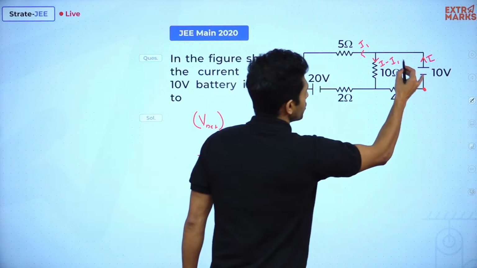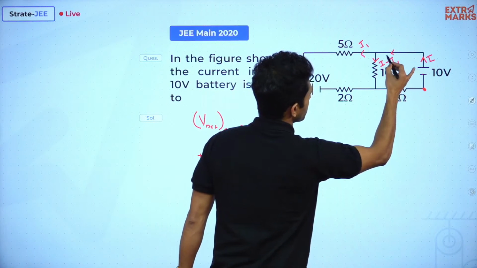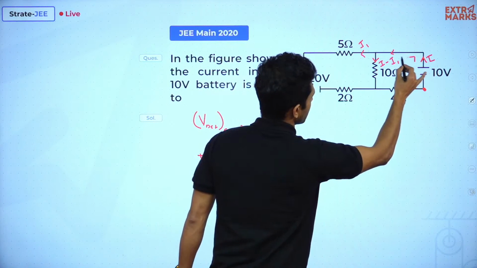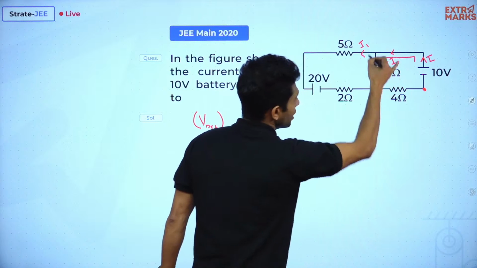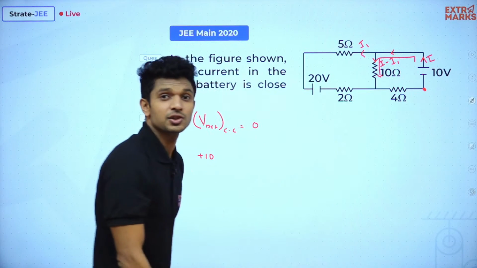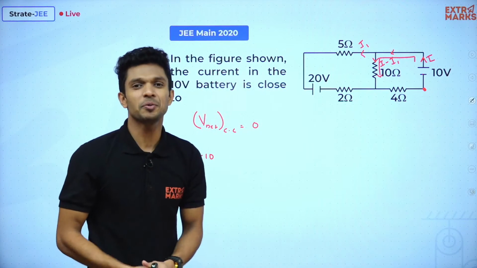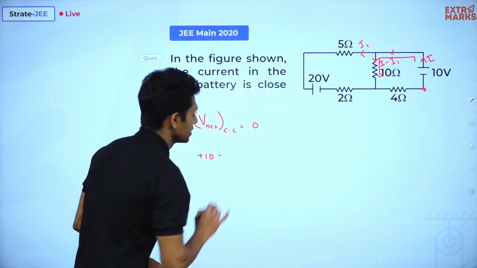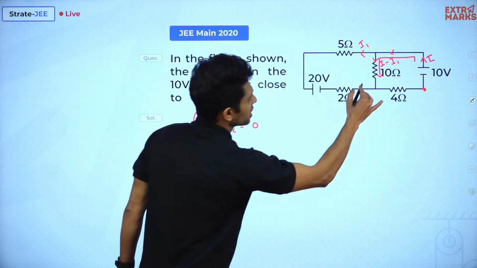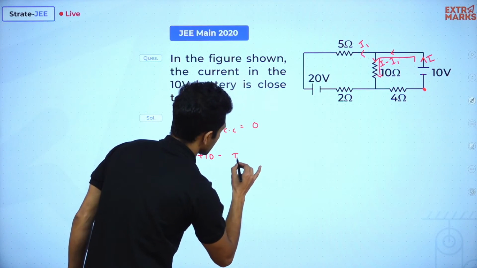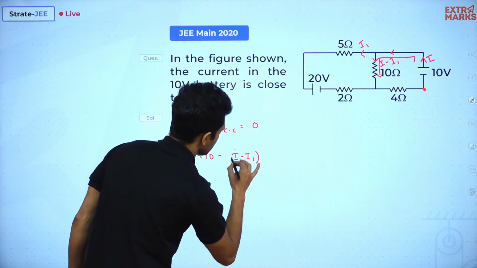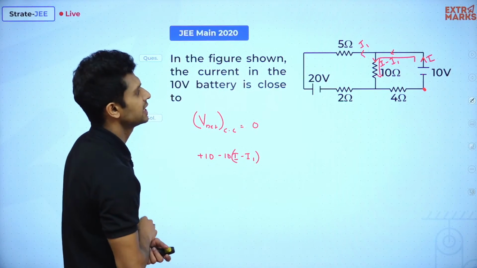Okay. So we are moving through this. Now tell me, we are moving in the direction of the current through a resistor. Will there be a potential difference drop? Yes, a potential will be dropped. So this will be coming with a negative, and potential drop is equal to I into R. What is I? I minus I1 is the current passing through that, and the resistance is 10 ohm, right?